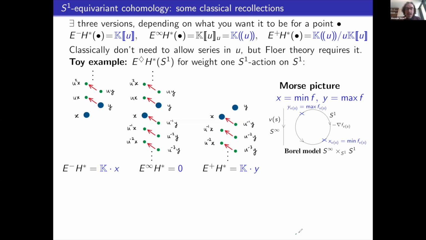I've drawn for you, each dot corresponds to one copy of the ground field, and the arrows correspond to differentials, and they're all isomorphisms. And so you see in the first case, everything cancels out except for the minimum. In the middle picture, everything cancels out. And on the right picture, everything except the maximum cancels out. And so you get three different answers for these three groups.